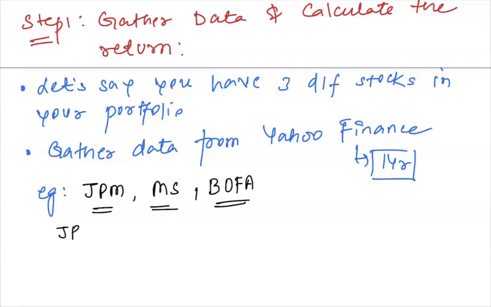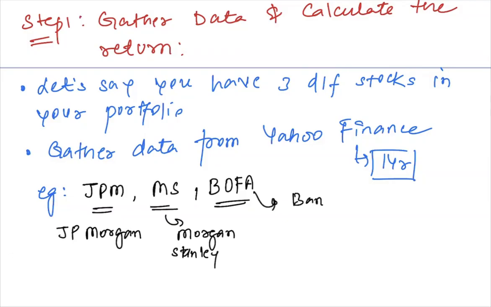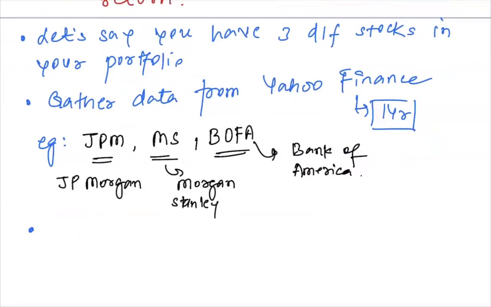So let me write JP Morgan, this is Morgan Stanley, and this is Bank of America. You collect the data of these three stocks from Yahoo Finance. And then what is the next step? Once you collect the data, the next step is to calculate the return.